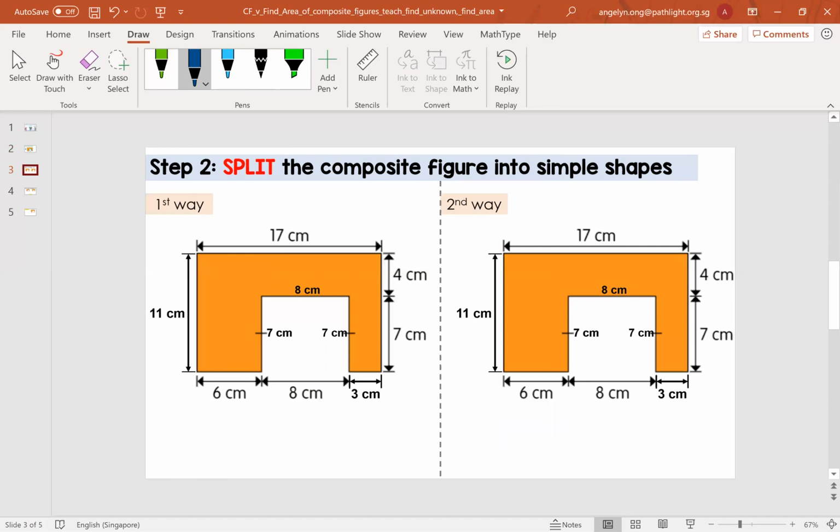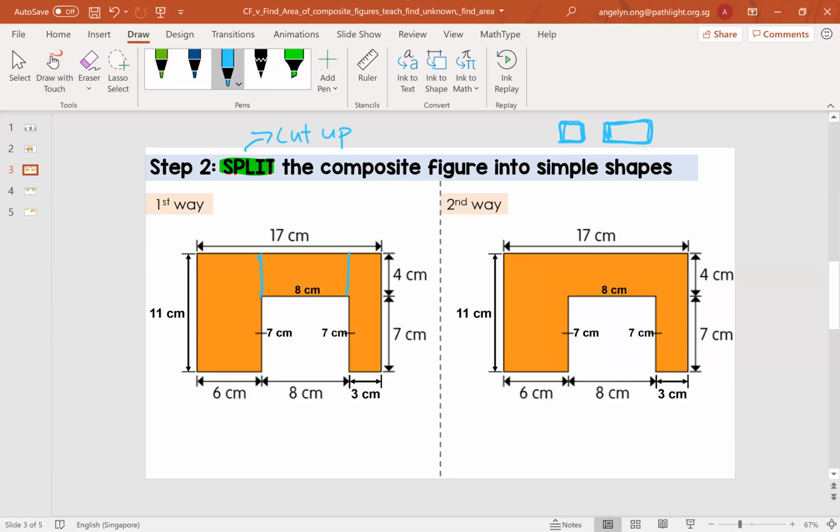Okay, step 2, we are going to split up the composite figure into simpler shapes. And we are going to work with squares and rectangles. So we're going to see how we can cut up the figure into squares and rectangles. All right, so the first way, we can do vertical lines. So I'm going to cut this over here and over here.